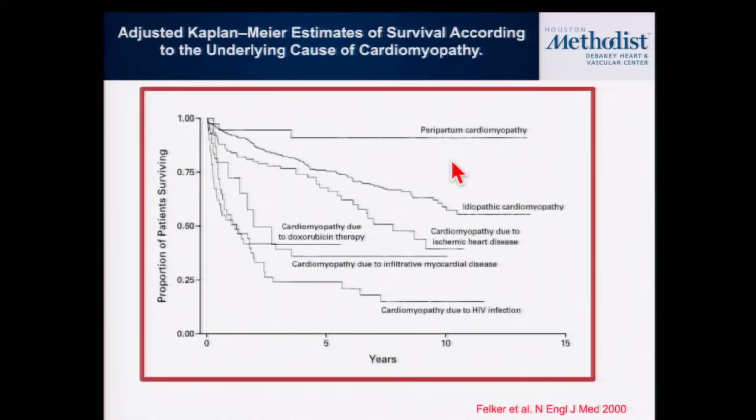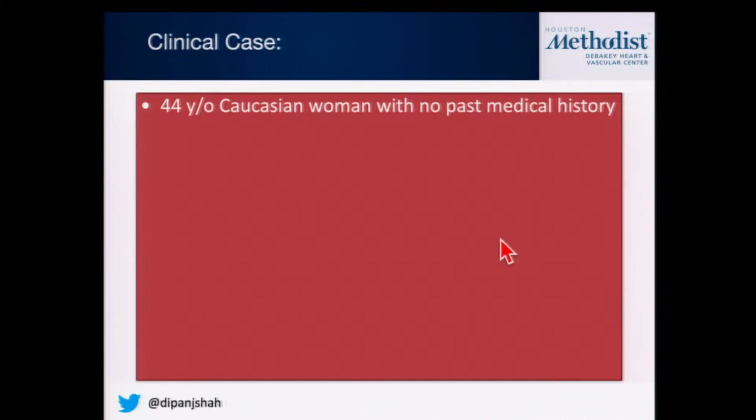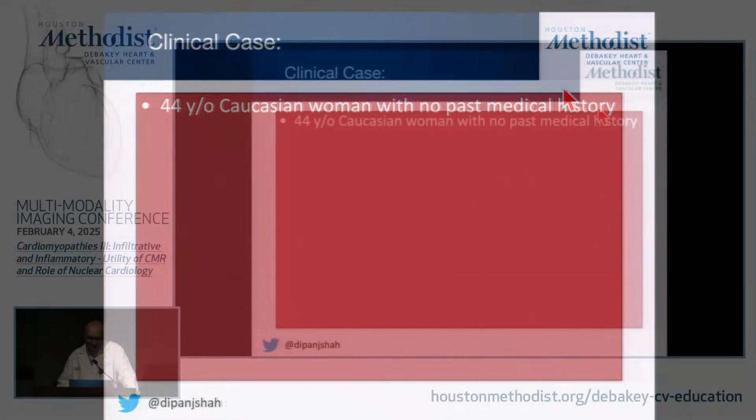And we know that it's important to look at cardiomyopathies beyond just ischemic or non-ischemic. The reason for that is the underlying etiology has prognostic implications as well, as is shown in this publication from Mike Felker almost 25 years ago. So let's start off with a clinical case.